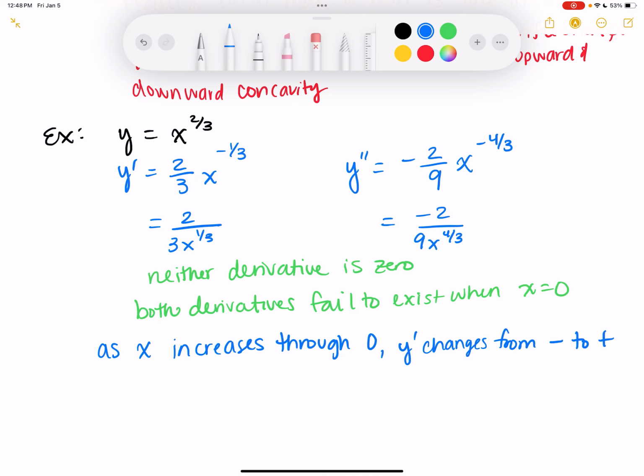So as y prime changes from negative to positive, the point 0, 0, okay, so 0 was the problem point. If we plug in 0 to the original to get the other coordinate of that point, we just get 0. So the point 0, 0 is a min.